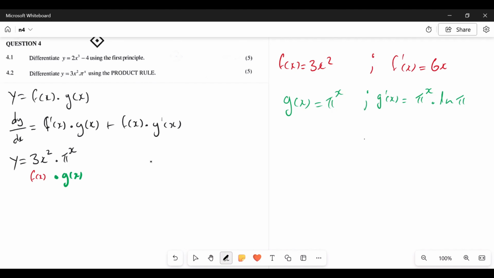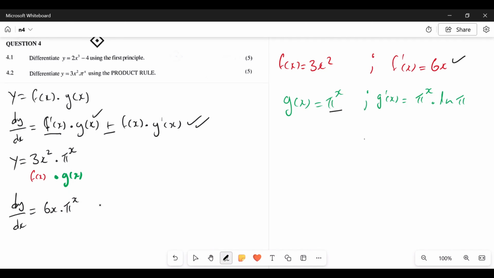Now that we managed to derive f of x and g of x, it's time for us to use this formula. So we can say dy over dx is as follows. Remember, we first derive our f of x. As you can see, the derivative of f of x is 6x multiplied by g of x. Our g of x is this one here, pi to the power of x. So multiplied by pi to the power of x.